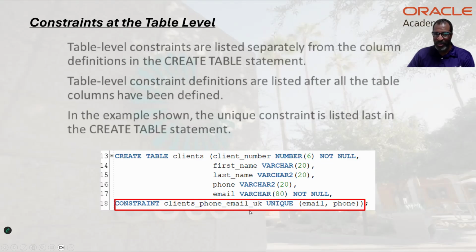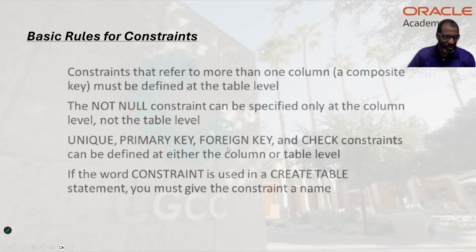And notice the naming convention. Just to make sure you understand, a constraint that will involve more than one column will always be a table level constraint. All right, that's one of the rules. The not null constraint can be specified only at the column level because basically that's one column at a time. Think of it that way. Unique, primary key, foreign key, and check constraints can be defined either at the column or the table level.